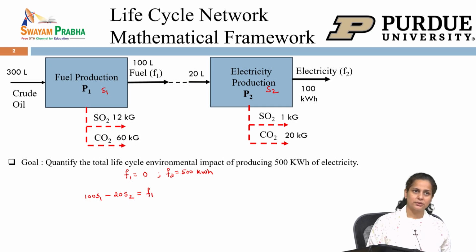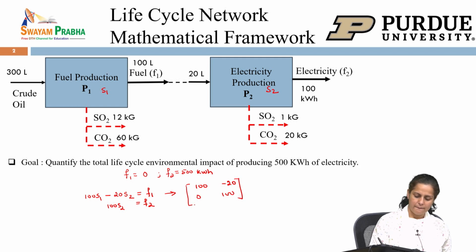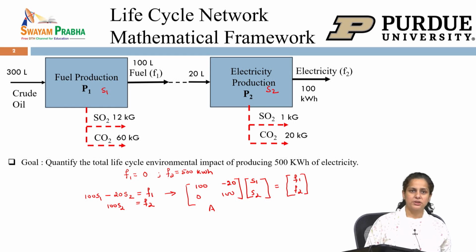Similarly, for electricity, the only thing that is happening in the whole network is production. So, we have 100 times S2 is equal to F2. If you remember, this will help us get our technology matrix: 100, minus 20, and 0, 100. This is our A, which is the technology matrix. Now, our problem is defined.